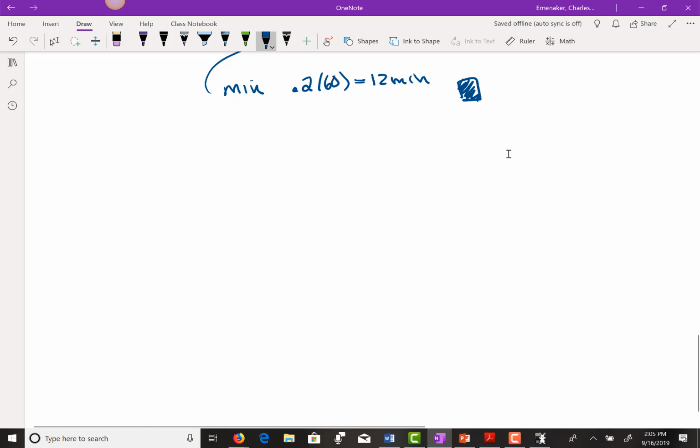Let's take a look at another example here. Let's say we got a situation where you got a runner, and in 1 hour, this person travels a total of 10.1 miles.